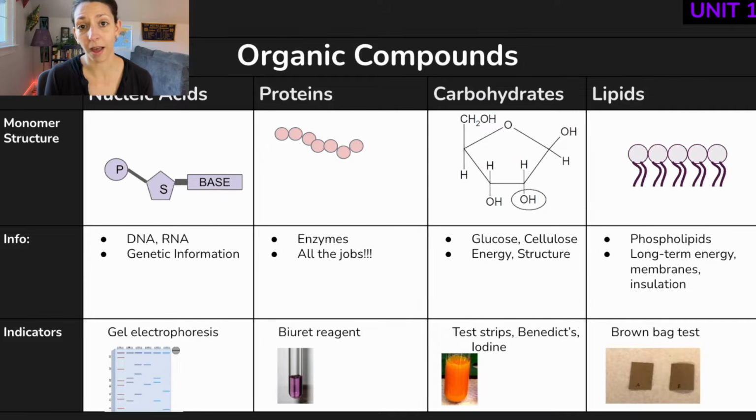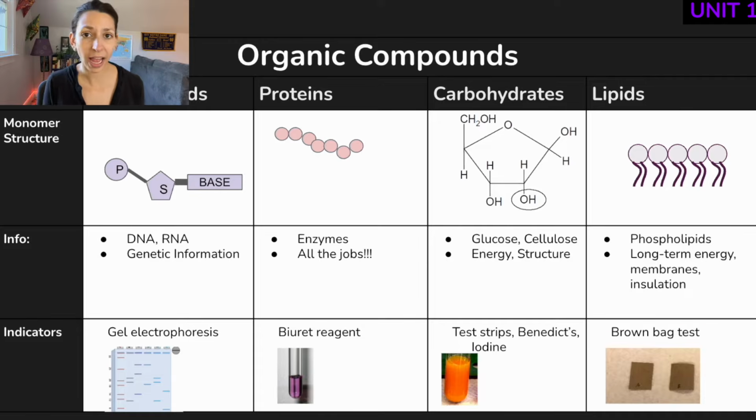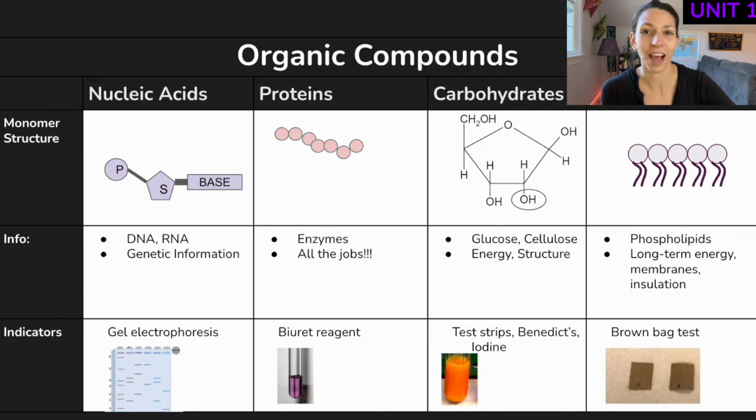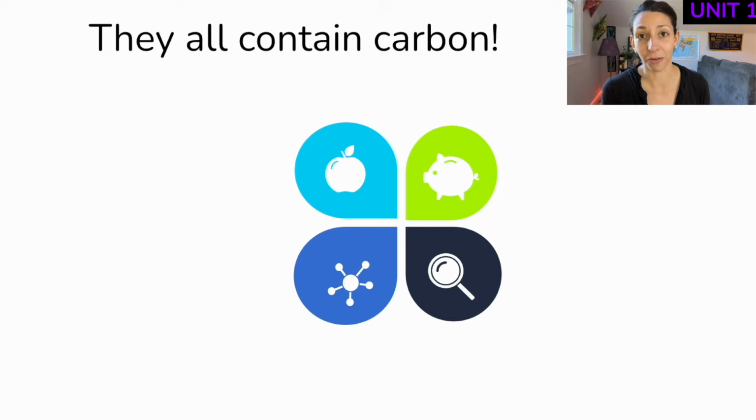Lipids are going to be made of fatty acids, triglycerides, but one example that we see in every living thing are our phospholipids, which are what the cell membrane is composed of. One thing these things all have in common, despite their different functions and structures, is they all contain carbon. That's why they're called organic compounds sometimes. And they also contain hydrogen and oxygen. Now, they have other elements present in them as well, but they all contain carbon, hydrogen, and oxygen.